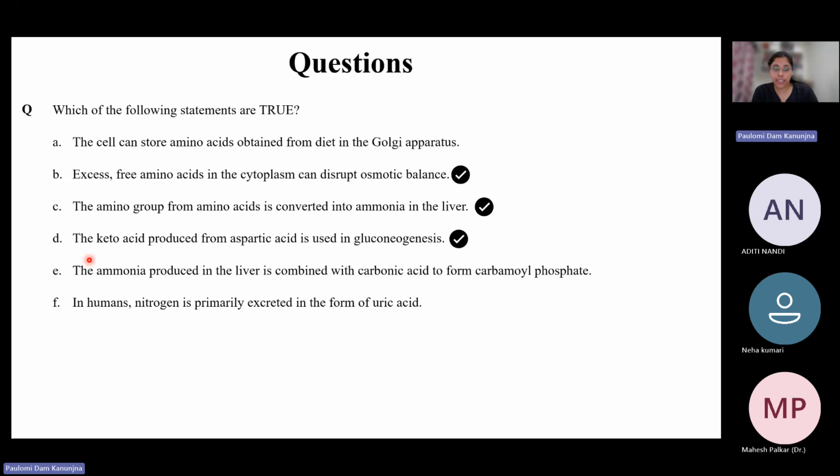Now the second last one says ammonia produced in the liver is combined with carbonic acid to form carbamoyl phosphate. Carbonic acid is correct. When I was discussing, I was saying bicarbonate ions, so HCO3- is what I was trying to refer to. But HCO3- comes from H2CO3, so carbonic acid in itself is also a correct answer. It's not incorrect. I just wanted to draw your attention to the fact that because we have been discussing bicarbonate, if you stick to that terminology, it would be incorrect.